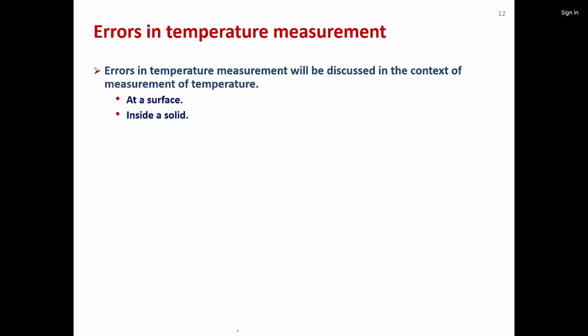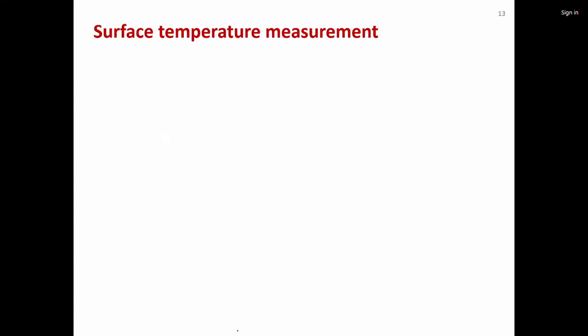So we talk about the errors in temperature measurement in the context of measurement of temperature at a surface, when you try to measure the temperature of a surface, or temperature inside a solid that you are interested in, or you are interested in measuring the temperature of a flowing fluid. So in three different scenarios, three different examples, we will try to estimate the errors that are possible while doing temperature measurement using the thermocouple, and how we correct for the error. This is the objective.